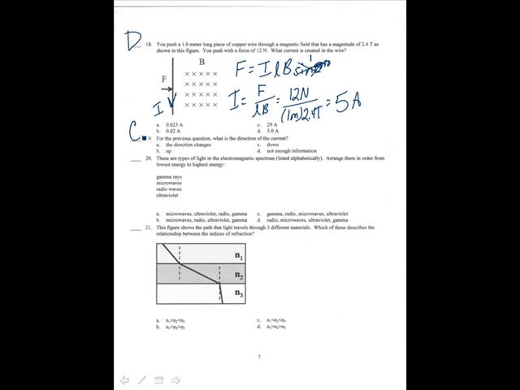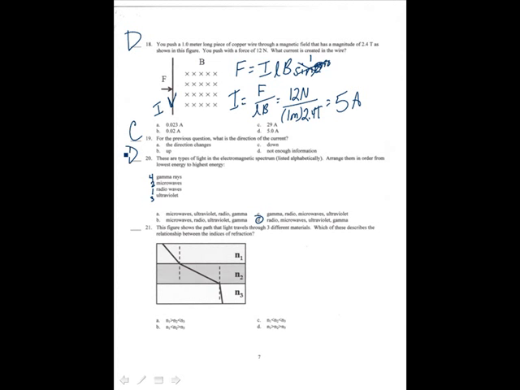These are the types of light in the electromagnetic spectrum listed alphabetically, arranged in order from the lowest to the highest. Okay, the lowest is radio, and micro, and ultraviolet, and then gamma rays are the highest energy. So D for number 20.